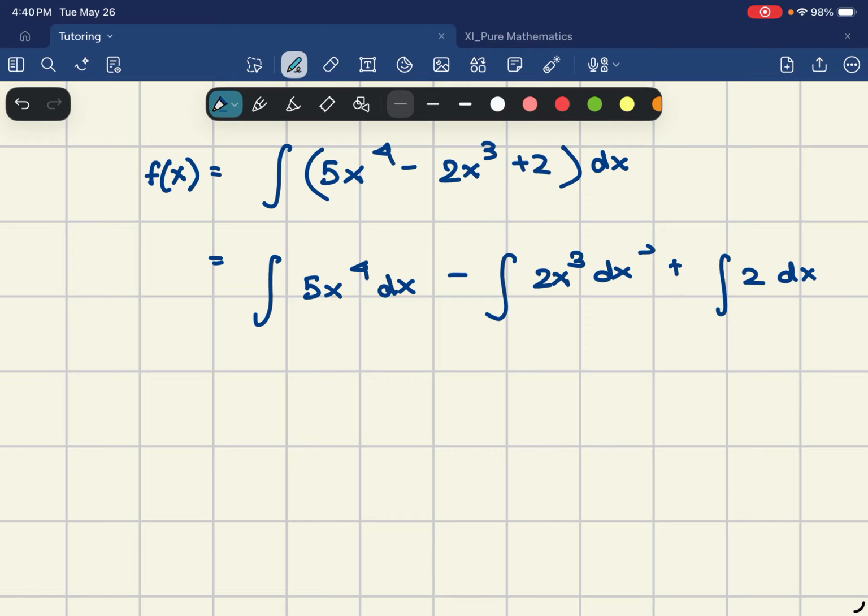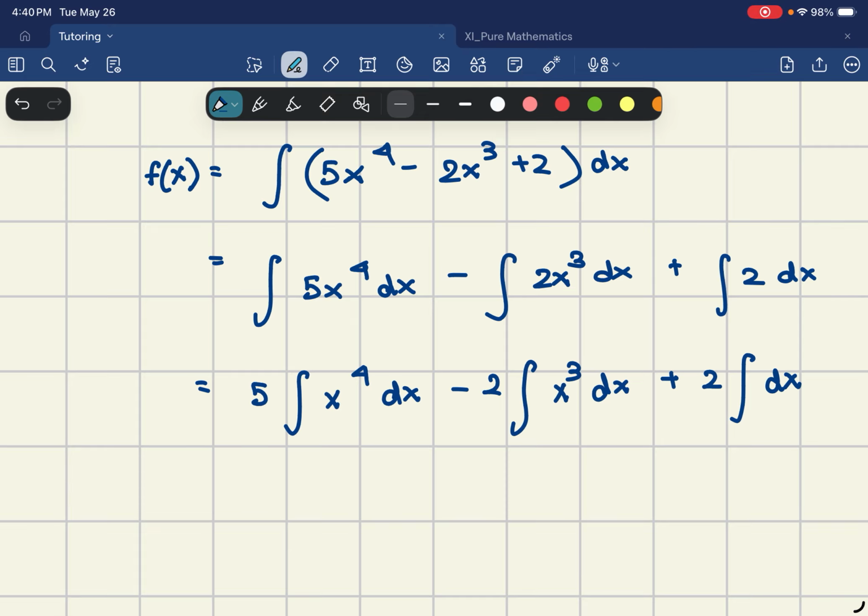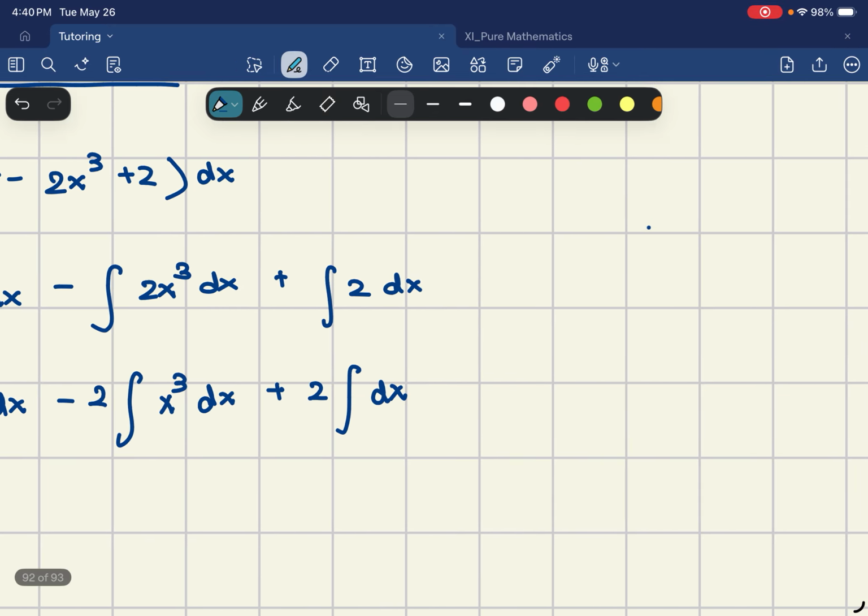Now what can I do? Well, here, I can factor out a 5, and I have x to the power 4 dx. Here, I can factor out a 2, and I have x to the power 3 dx. And here, I just have an integral of dx. Now one way to think about it is integral of dx is just going to be x.